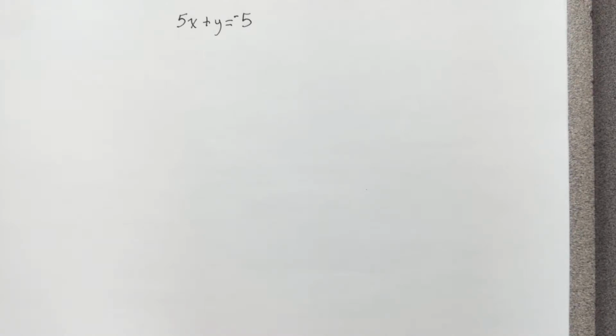This is what you start with: 5x plus y equals negative 5. So the first thing you do is look at y by itself. That's negative 15. That's down here. That's a check off.